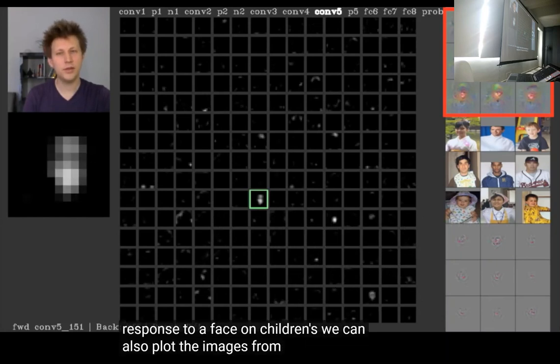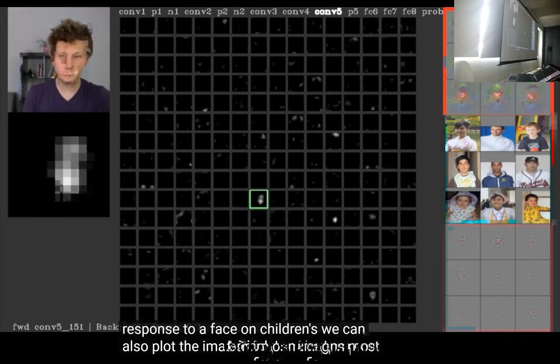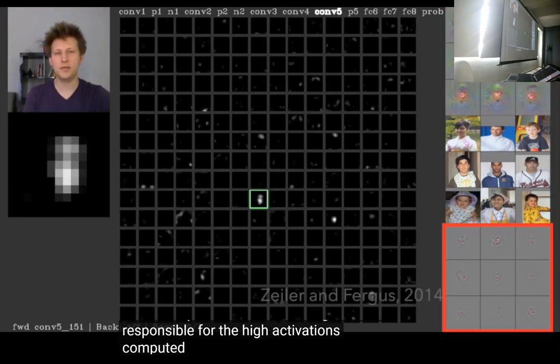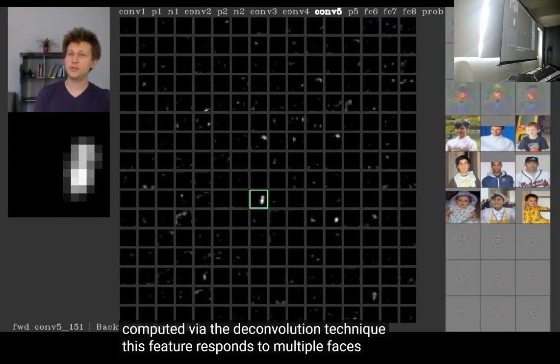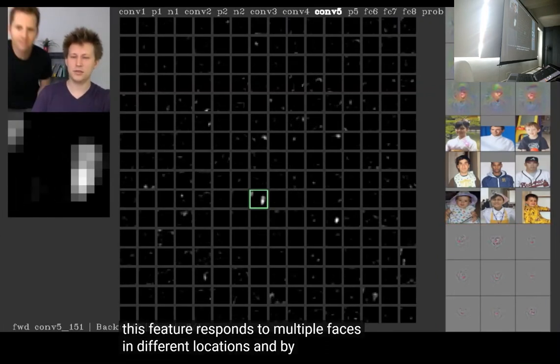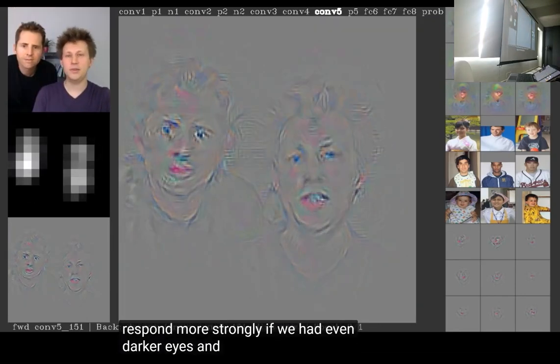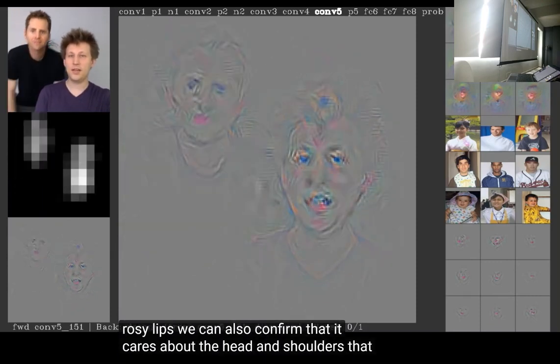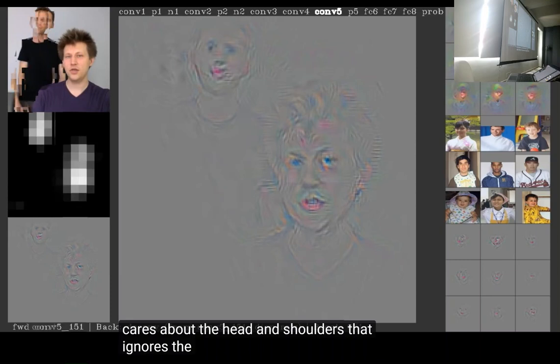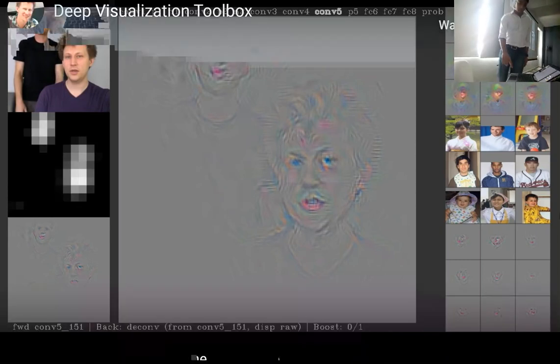We can also plot the images from the training set that activate this neuron the most, as well as pixels from those images most responsible for the high activations, computed via the deconvolution technique. This feature responds to multiple faces in different locations, and by looking at the decon, we can see that it would respond more strongly if we had even darker eyes and rosier lips. We can also confirm that it cares about the head and shoulders, but ignores the arms and torso. We can even see that it fires to some extent for cat faces.